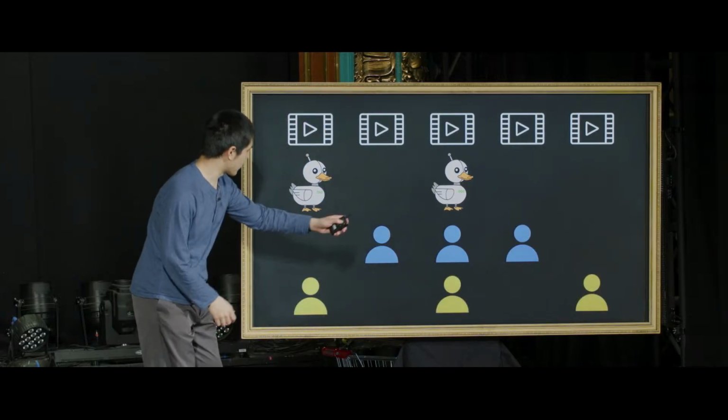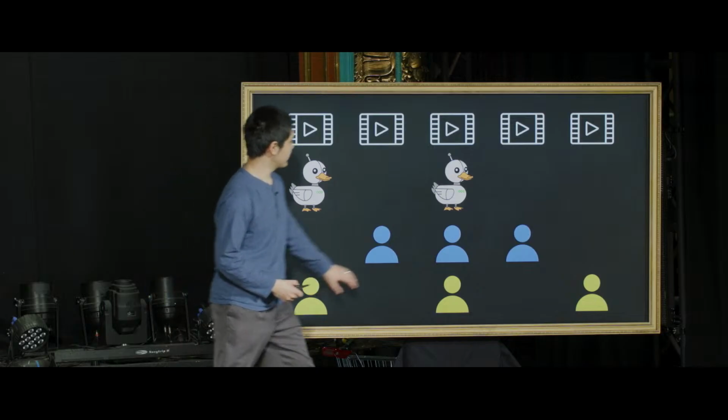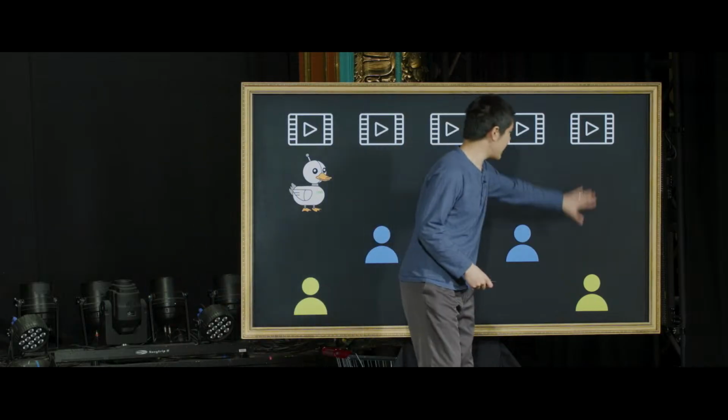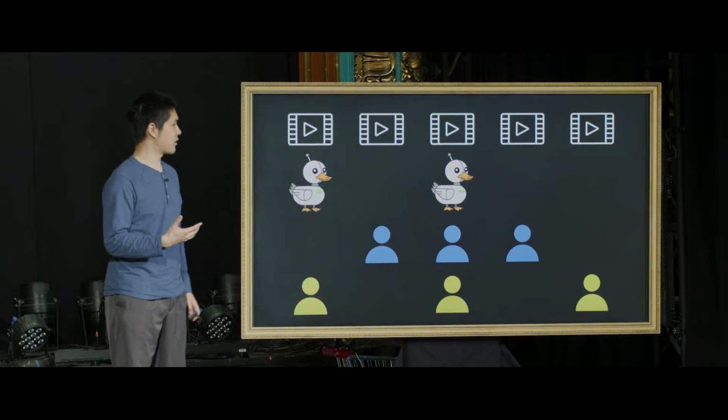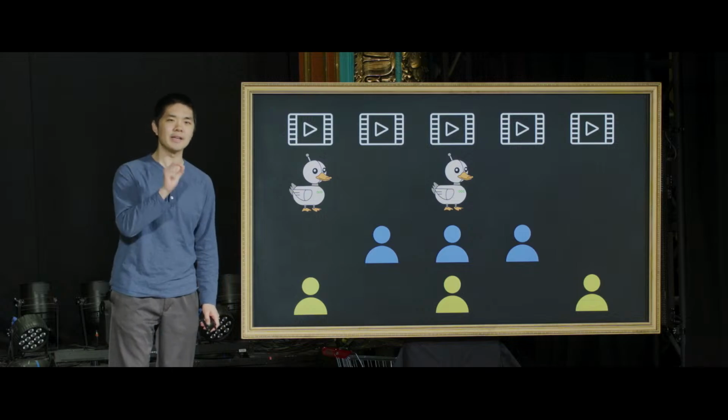And then we have a user over here that's watched and liked movie number 1, and movie number 3, and movie number 5 too. The basic idea behind collaborative-based filtering is to say, let's look for users that are kind of like you.